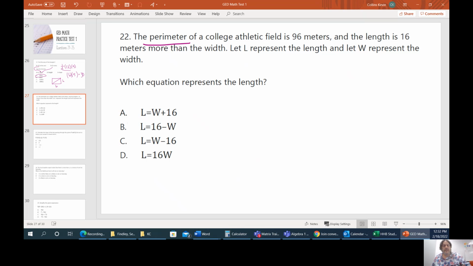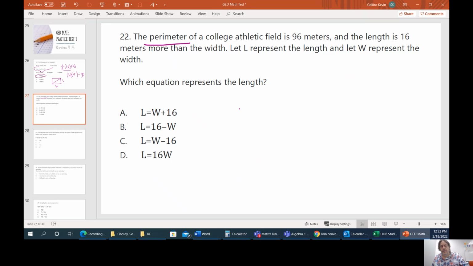Perimeter. So perimeter means the distance around something. It says the perimeter of an athletic field is 96 meters, and the length is 16 meters more than the width. Let L represent the length and W represent the width. What equation represents the length?